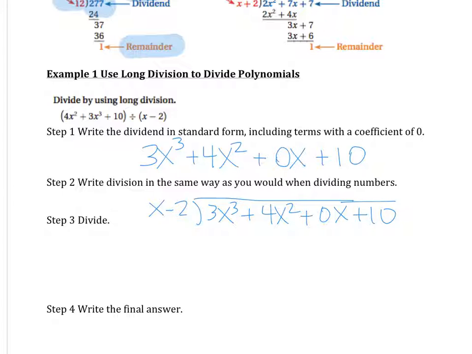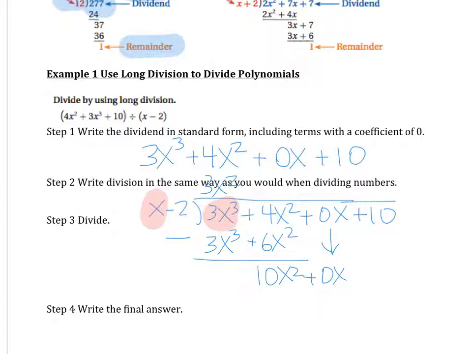And then we divide. So you look at this x and this x. And I need 3x squared, or 3x to the third, so I need 3x squared. And then you distribute. And you subtract. Subtracting there is the same as adding here, so we get 10x squared. Bring down.